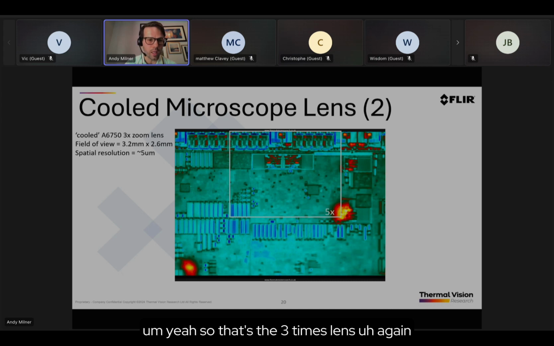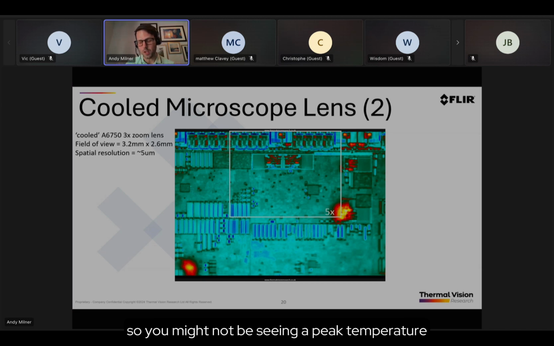So that's the 3x lens. Again, it's a smaller field of view, but the spatial resolution is smaller. So you're going to see hotspots that you might not see with a wider angled lens. If you're looking for a hotspot that's smaller than the pixel, it will be averaged out over that pixel. So you might not be seeing a peak temperature, you'll be seeing an average temperature. You can only see these peak temperatures if you have enough pixels in that space.